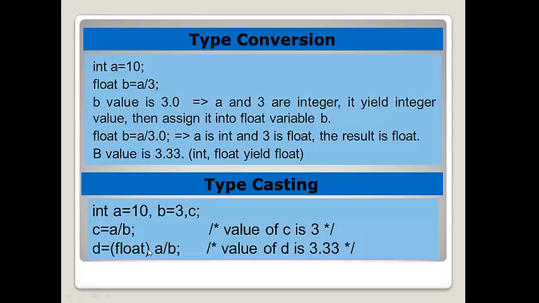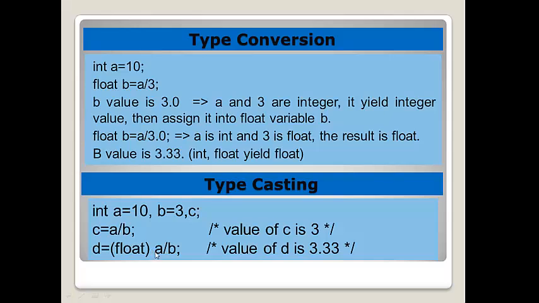A is always integer. In this place only, the value 10 is converted into float. That is 10.0 divided by 3. 10.0 is a float, 3 is an integer, float, integer yield float. So 3.33. If D is float, the value 3.33 is assigned. If D is integer, 3 is assigned. But here it is converted just for the calculation only.